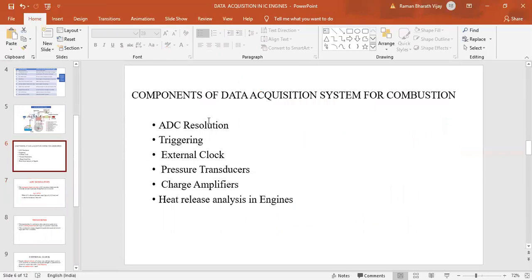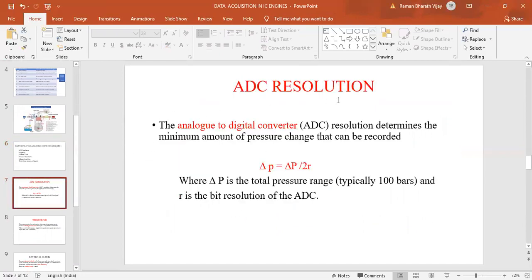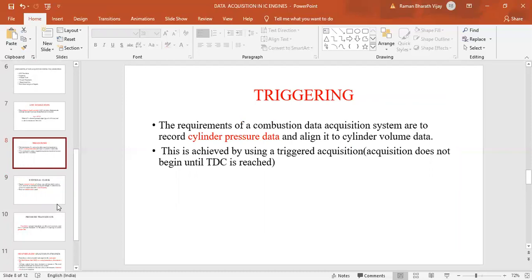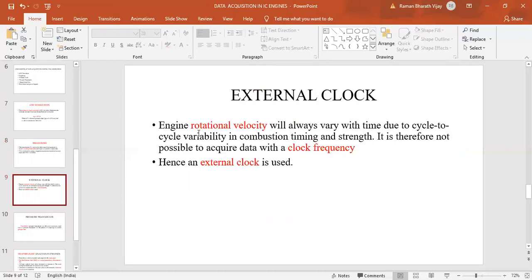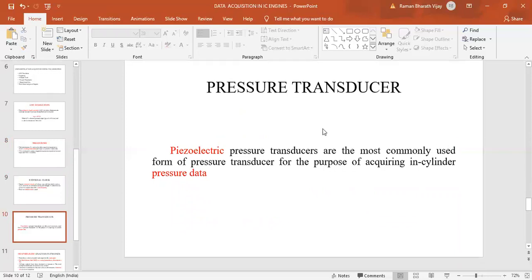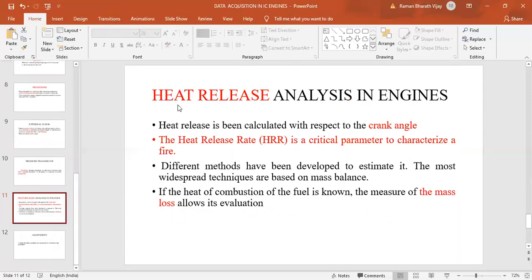Then we go to the components. We have namely six components. First is ADC resolution. If you want to measure the minimum amount of pressure change, you use ADC resolution. In case of triggering, if you want to record the cylinder pressure data, you use triggering. If you want to measure the rotational velocity of an engine, you use an external clock. If you want to measure the pressure, you use a pressure transducer, where piezoelectric is used. If you want to measure the heat release, you use the mass loss, and using this mass loss measure, you can calculate heat release. This is about data acquisition in IC engines.